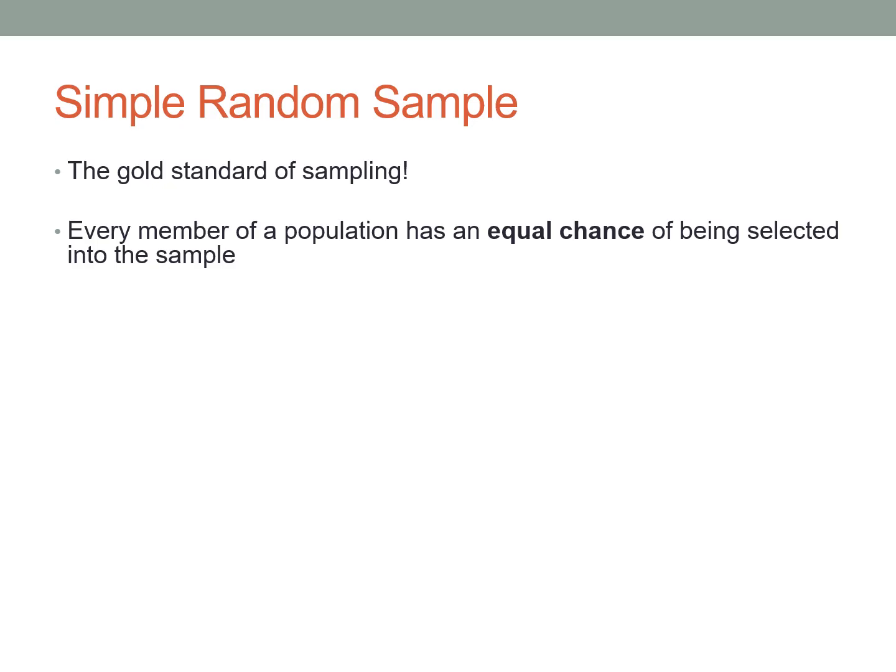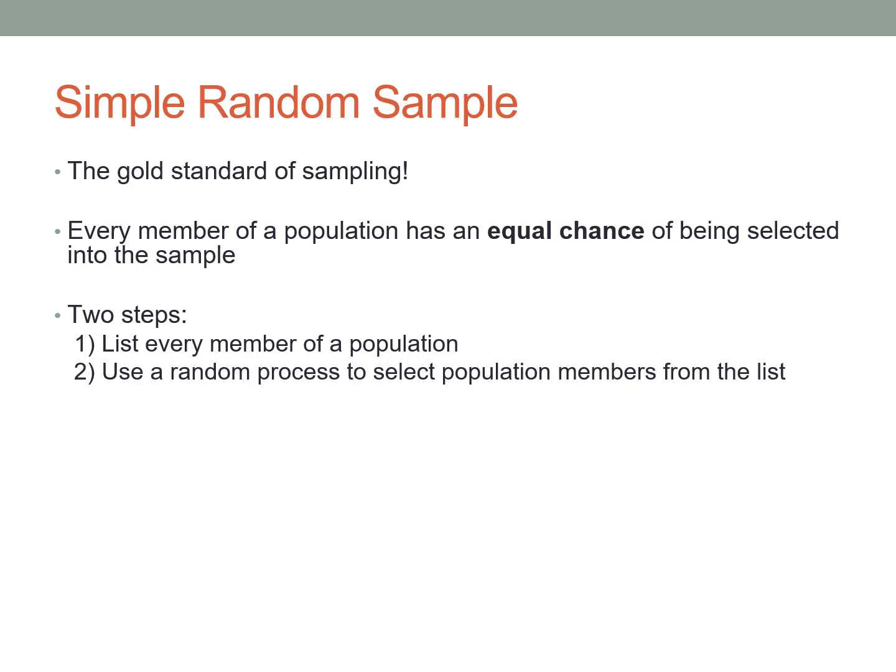In a simple random sample, every single member of a population has an equal chance of being selected into the sample. This works through two steps. The first is that you have to be able to list every single member of a population. If you can't do this, you can't have a simple random sample. The second step is to use some sort of random process to select members from that list. A random process could be the use of a random number generator. It could be a physically random process like Powerball Lotto.